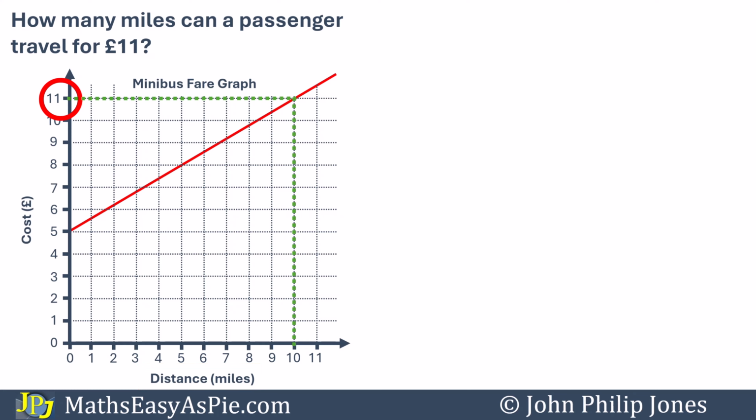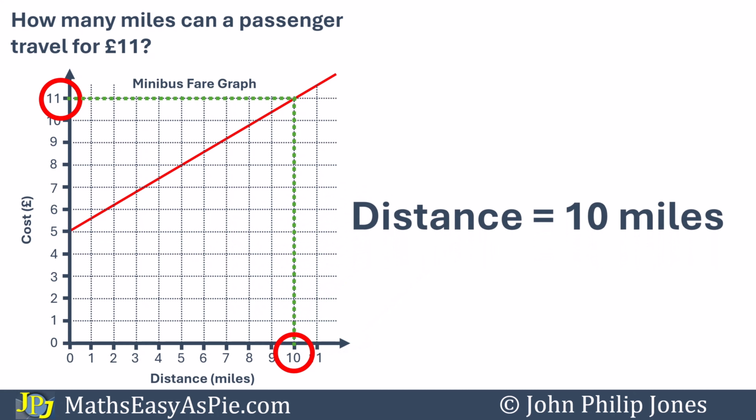We can see the green line touches the x-axis at the mark 10, which I'm highlighting with this circle. This 10 represents 10 miles because the x-axis is marked off in miles. So with £11, a passenger can travel 10 miles. So the answer to the question is distance equals 10 miles.